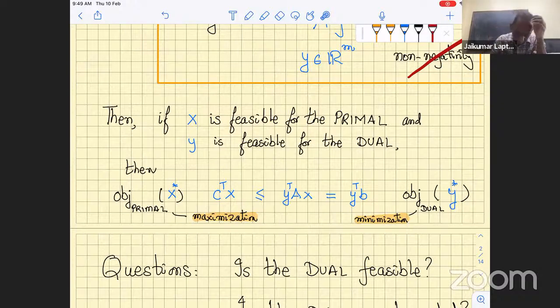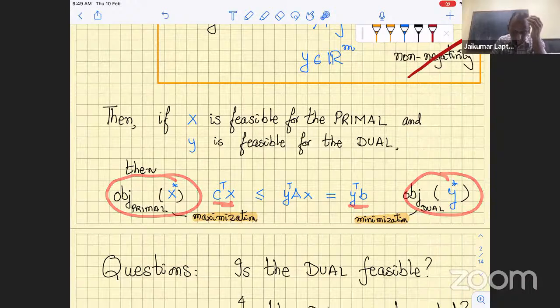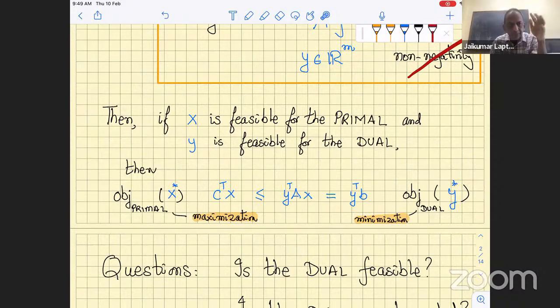So if you maximize the left-hand side, you get this. And if you minimize the right-hand side, you get this, because that is the definition of the dual program. And since this is true for every individual feasible solution, this inequality must hold between the optimums on the two sides.